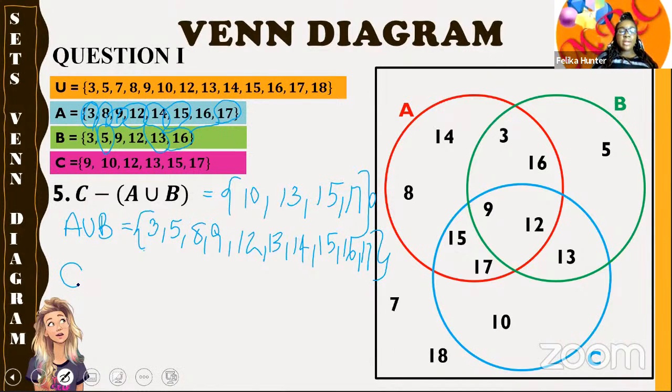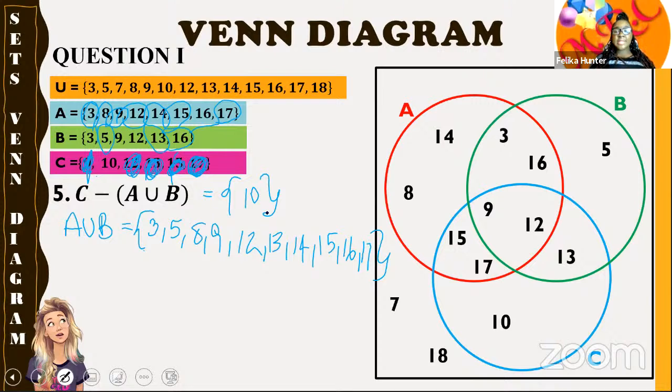So whatever is here that C has, we're going to take it away. So 9 is there, 12 is there. Good. 13 is there. Good. 15 is there. And 17 is there. So that means, Johnny, C minus A union B would only be 10. So we take off the 13, we take off the 15, we take off the 17. There would only be 10.